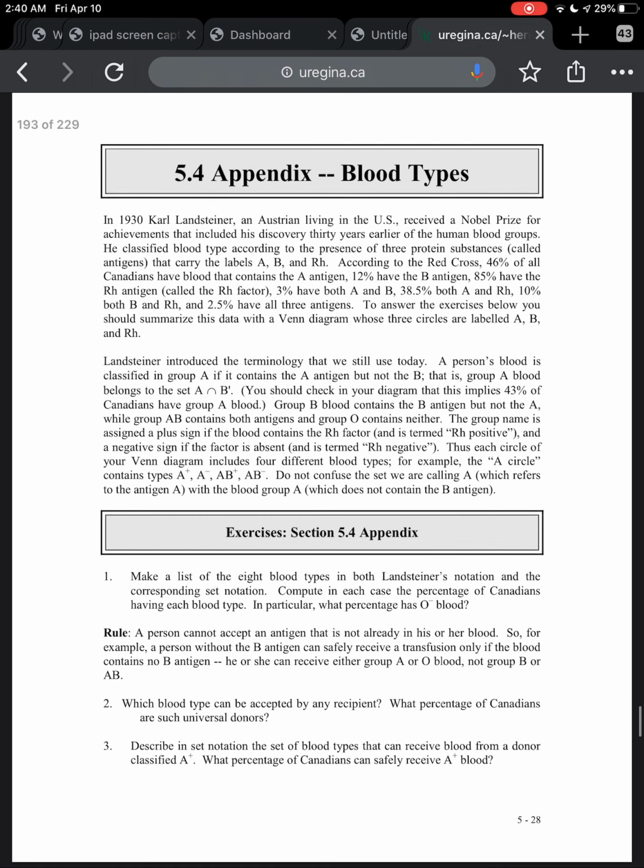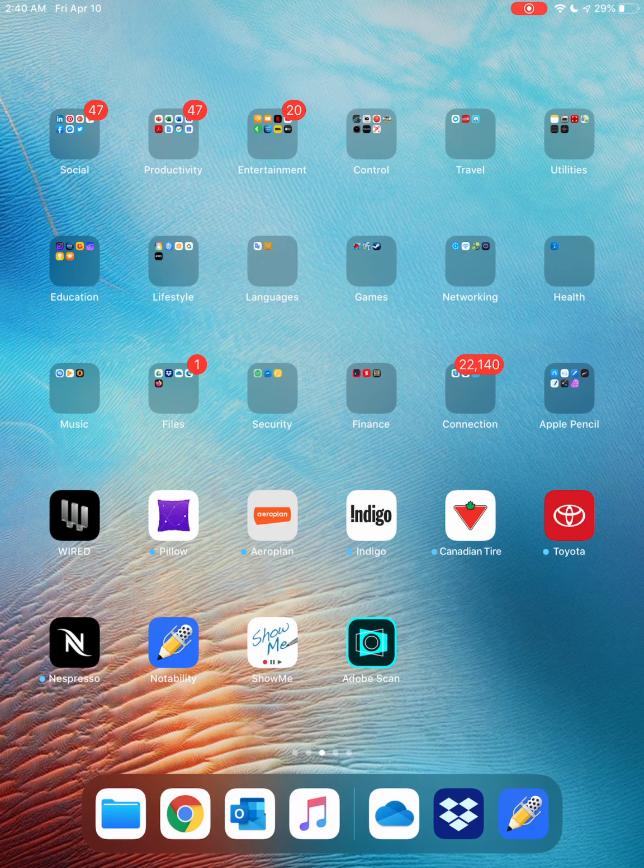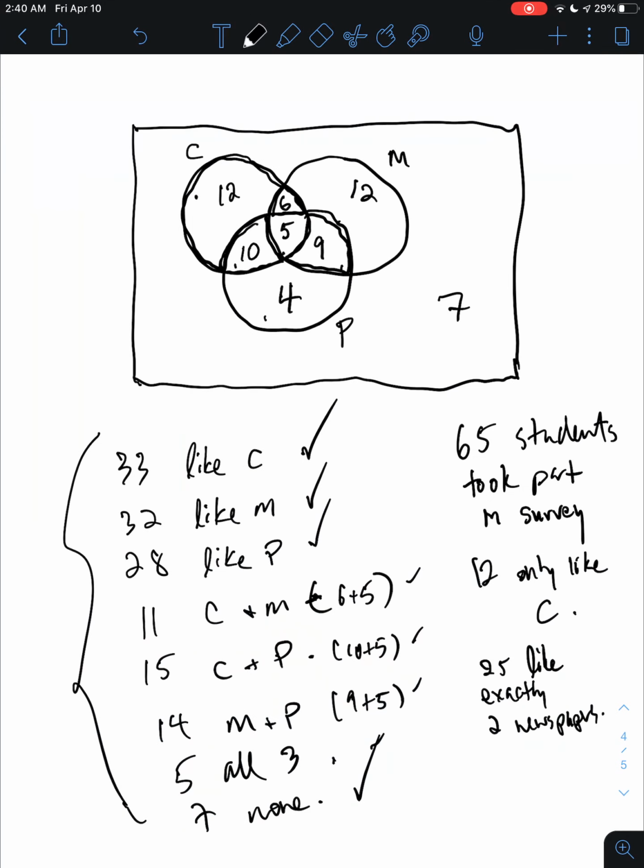Yeah, so this is an interesting example. It uses ideas from Venn diagrams, but it adds a little bit. So I think it's a nice topic. It's a very important topic anyway, blood types.